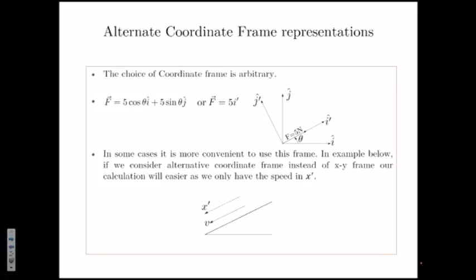Now the question is, what is the relationship between i prime and i? Are i prime and i the same? No. Why are they not the same? Because they point in different directions. Is there anything common to them? What is common to i prime and i? Magnitude. By definition, unit vectors have unit magnitude, so what is common to i prime and i is that they both have the same length, the same magnitude, but their directions are different. So i prime is not equal to i.